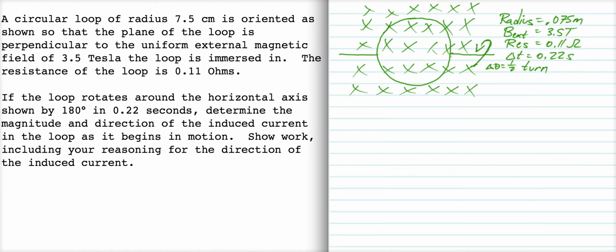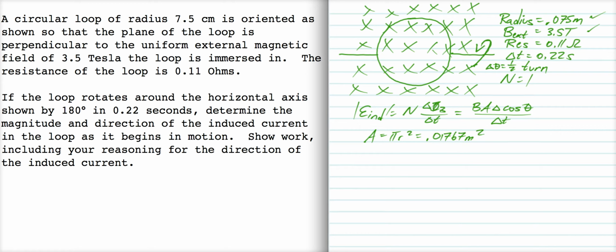Okay, so how are we going to do this? Well, we'll say that the induced EMF has a magnitude of n delta phi b over delta t, right? n is 1, it's just a single turn loop. And for delta phi, what's happening is cosine theta is changing. So this is going to be BA times delta cosine theta over delta t. So we have the external B here. The area, pi r squared, is 0.01767 square meters using this radius.